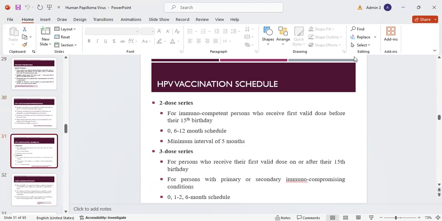HPV vaccination schedule, 2-dose series and 3-dose series. In the 2-dose series, for an immunocompetent person who receives the first valid dose before their 15th birthday, the first dose will be on day 0, and the second dose will be on a 6 to 12 month schedule. Minimum interval should be 5 months. And in the 3-dose series, for a person who received their first valid dose on or after their 15th birthday, or a person with a primary or secondary immunocompromising condition, the dose schedule will be at day 0, and then after 1 to 2 months, and then a 6 month schedule.